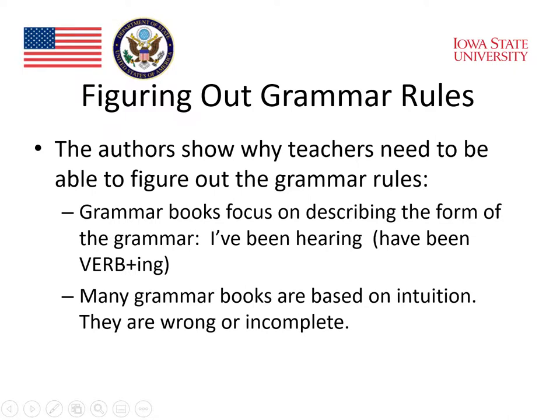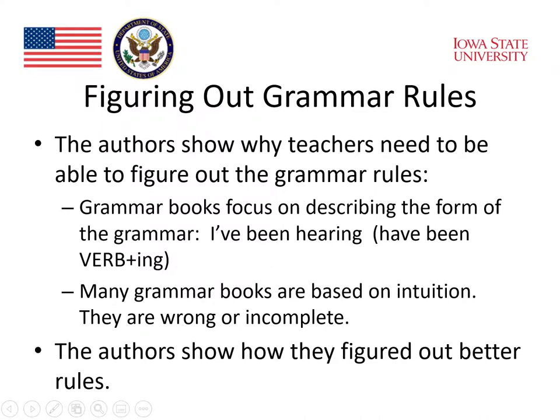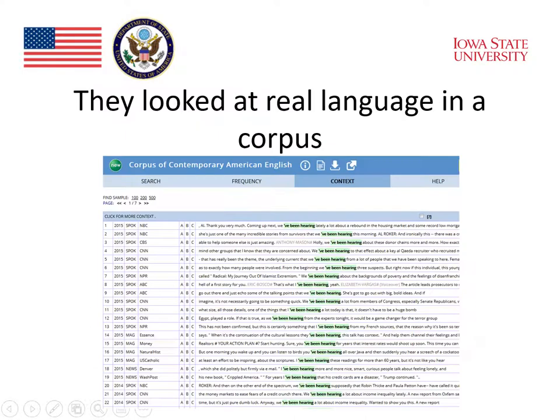Then the second issue is that many grammar books are based on intuition. A lot of the grammar rules that we find in those books are either wrong or they're just incomplete. They don't really provide detail to help somebody figure out the tense and aspect to use in their own language. The authors show how they figured out better rules than what they could find in any grammar books. They conducted their analysis by looking at real language in a corpus.